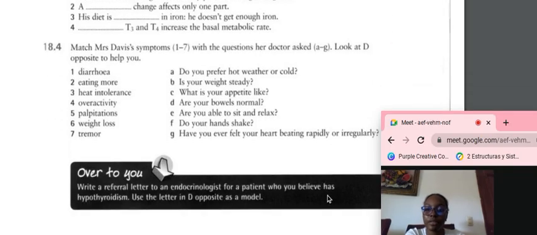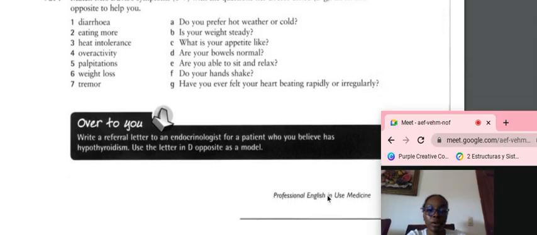Match Mrs. Davis' symptoms with the question her doctor asked. Diarrhea, eating more, heat intolerance, overactivity, palpitations, weight loss, tremor. Do you prefer hot weather or cold? Is your weight steady? What is your appetite like? Are your bowels normal? Are you able to sit and relax? Do your hands shake? Have you ever felt your heart beating rapidly or irregularly?